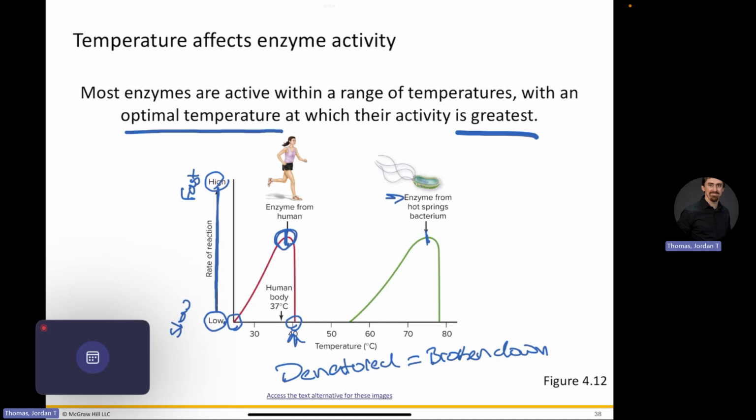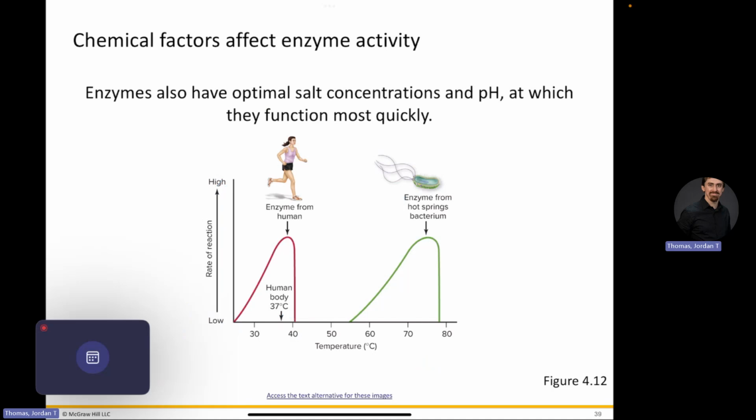At really high temperatures, proteins denature, they break down. So with enzymes, it makes sense that when you get to too high of a temperature, activity stops because that protein dies. And other chemical factors also have an effect on the enzymes, such as salt concentration and pH. And there's a wide variety of environmental conditions that can have effects on enzymes. These are just some examples.